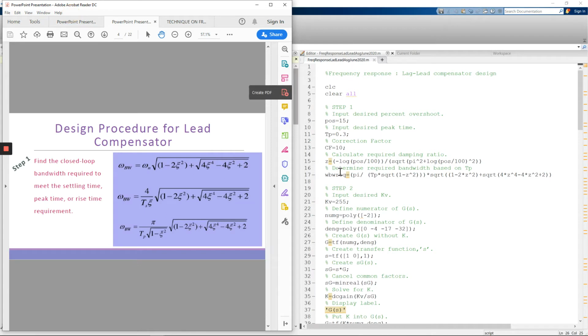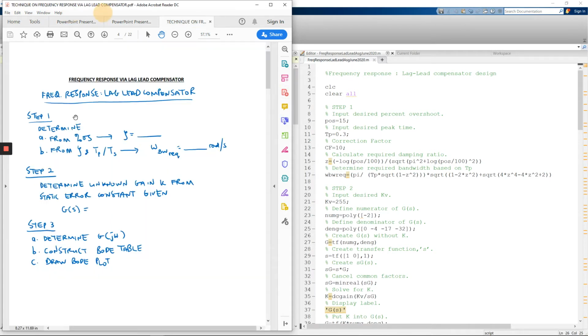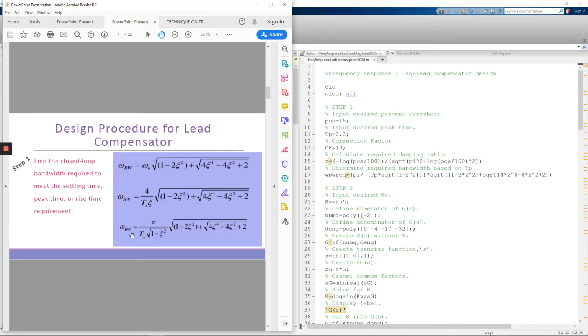And the next one, from the damping ratio and peak time or settling time value, we can determine the required bandwidth frequency. This one is based on this formula from peak time. Pi is written as pi. Okay, this is the coding in MATLAB. The rest is equal to this one.